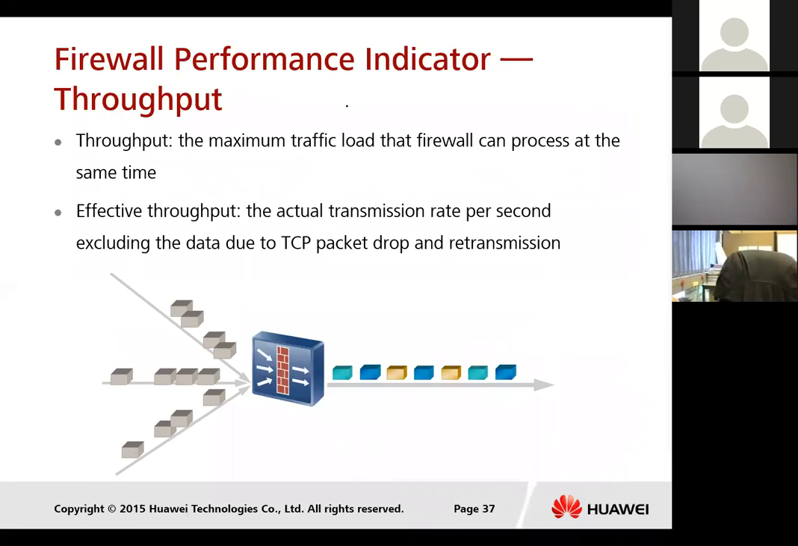The next one is the firewall performance indicator. The firewall itself has a performance indicator under throughput. The maximum throughput is the traffic load that the firewall can process at the same time. That means for all the traffic coming in, how fast can the traffic come out. This all depends on the different models. Different models have different throughput. Definitely the highest end has a huge throughput because of the faster processor. So effective throughput is the actual transmission rate per second, excluding the data due to TCP packet drop and retransmission. They calculate the throughput based on the actual transmission per second, to identify what the max is.